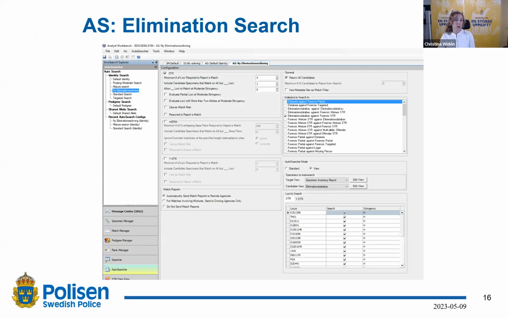And in CODIS, we always do an elimination search first. All crime scene samples are searched against our elimination database before being searched against any other profile. So if we have a match here, we delete the stain immediately. And as you see here, we have a DNA analysis kit.